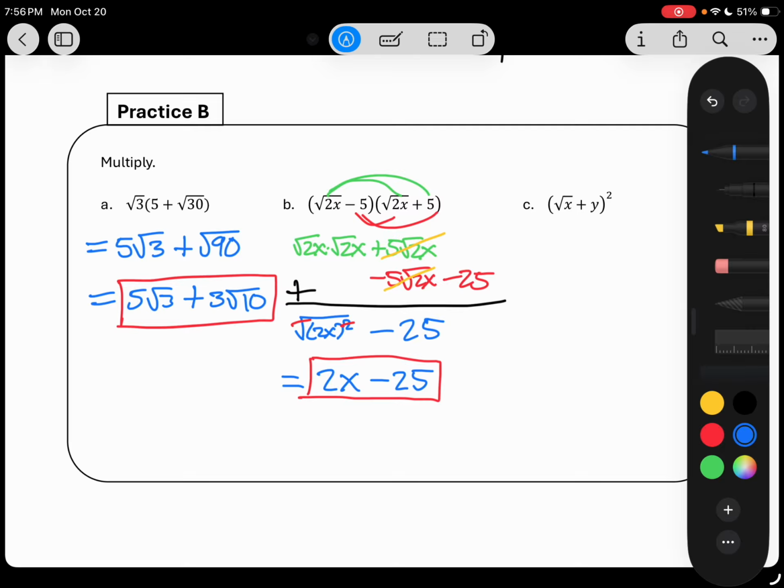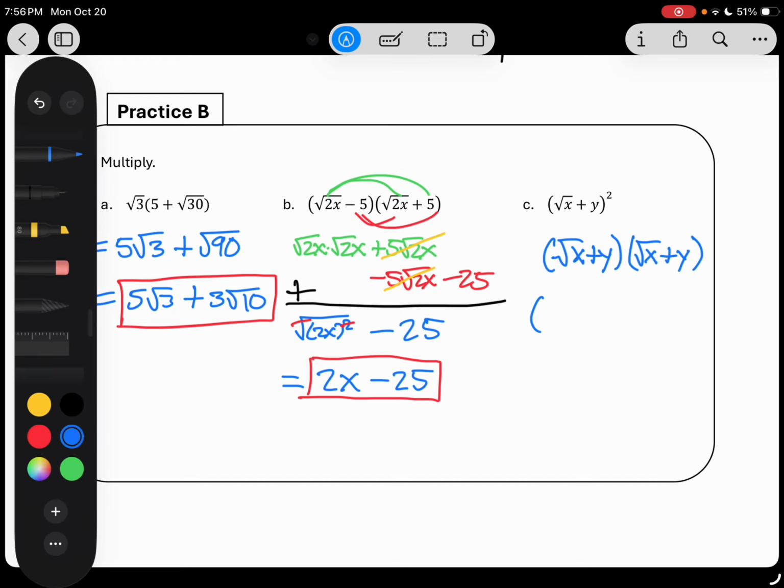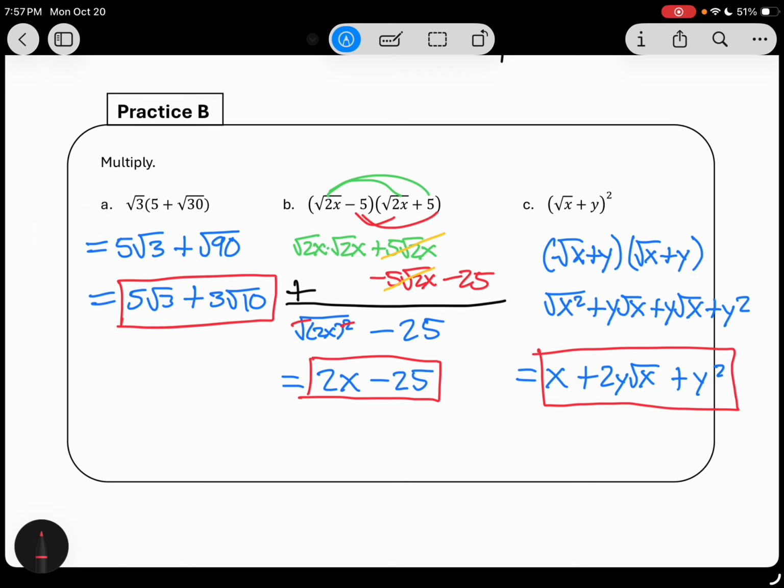And then on this one, you wrote it out twice. So it was root x plus y times root x plus y. And then you distribute it through, and you got root x squared plus y root x plus y root x plus y squared. And for a final answer of x plus 2y root x, and then plus y squared. And that is our final result. And that is section 10.4.